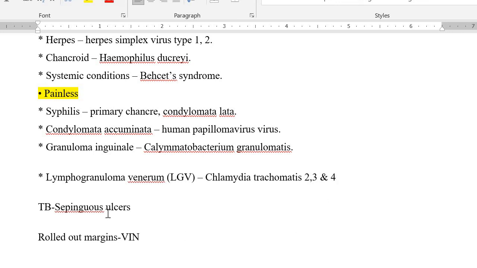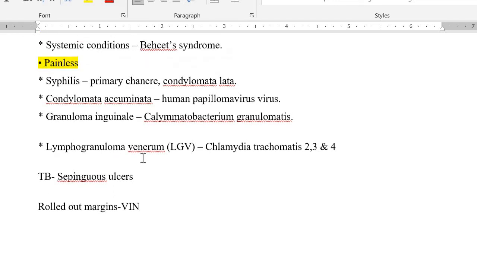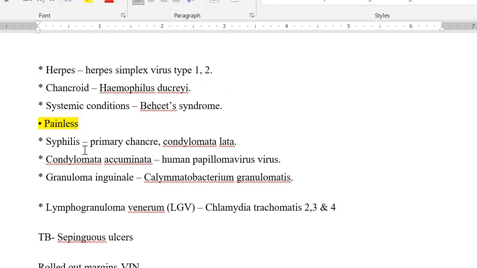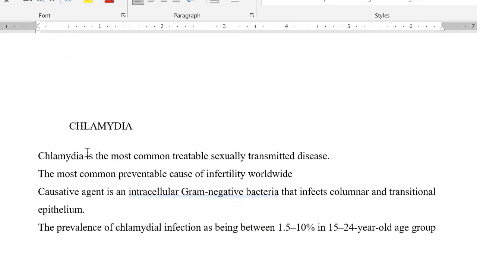In TB, the patient will have serpiginous ulcers. Serpiginous means they are like serpents, like a snake, with irregular edges, running ulcers. Then rolled-out margins, like they have a border which is rolled outwards, so you have to think about the vulva. In case of syphilis, they will tell you punched-out lesions. Okay, so all of these conditions are going to be painless.